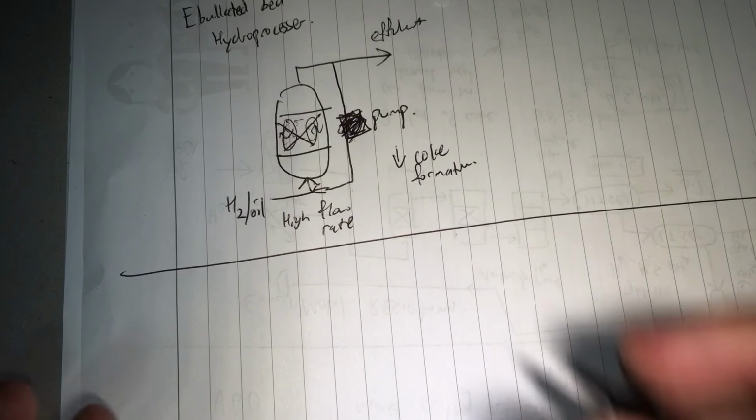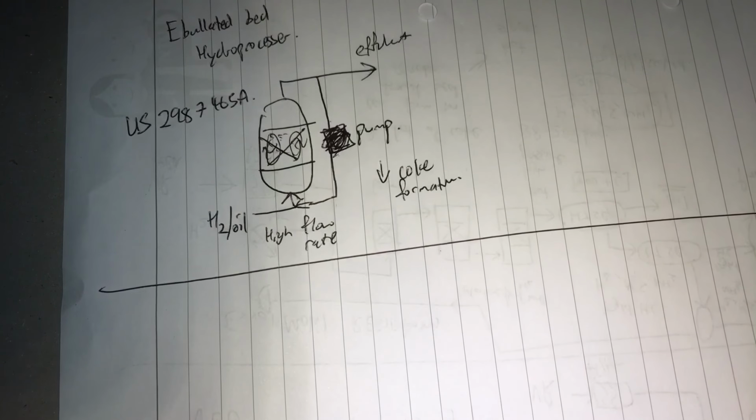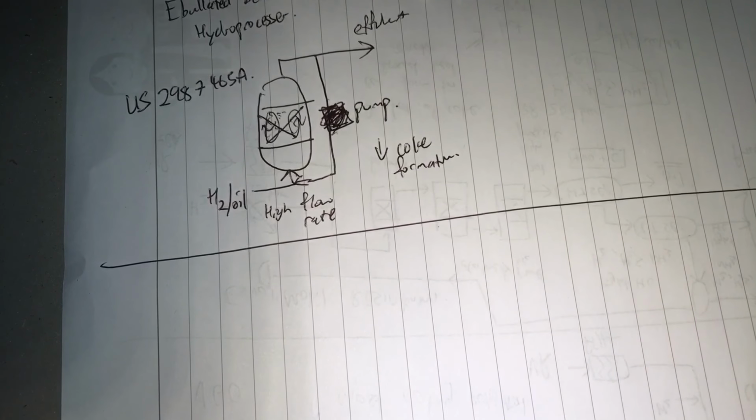You can read more of this in the patent US 2987465A. It's one of the early patents talking about the concept of the Ebullated Bed Reactor. Now, the good thing about an Ebullated Bed Reactor is that you can do online catalyst replacement.